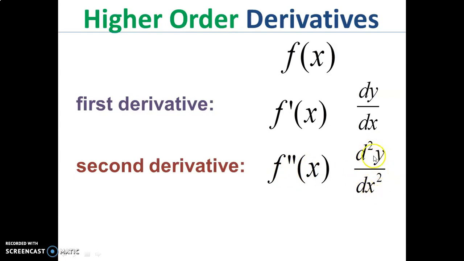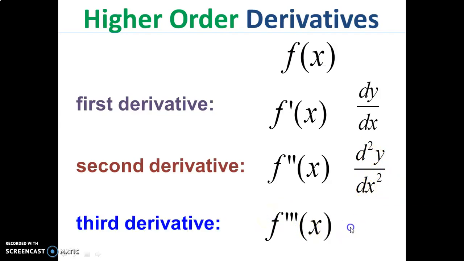Second derivative would be f double primed of x, or d squared y dx squared. Okay, that's kind of strange that we have those squares, but that's just the notation for that. And third derivative then will be f triple primed of x, or d cubed y dx cubed. Okay, there we have it.